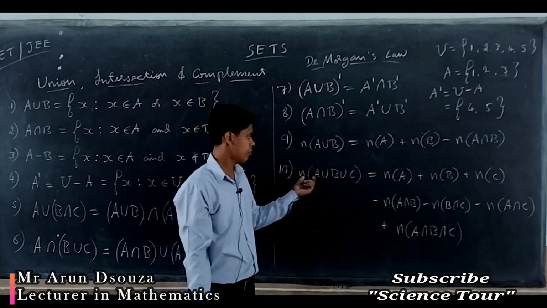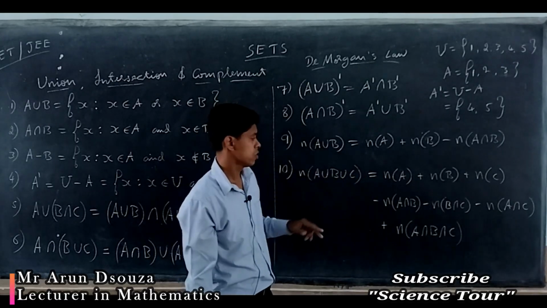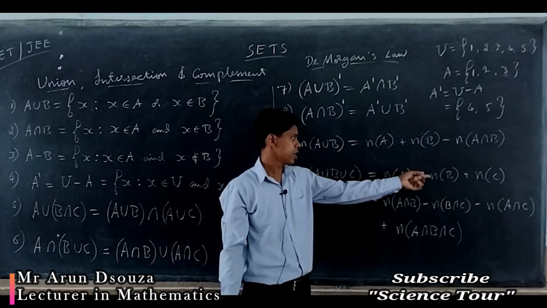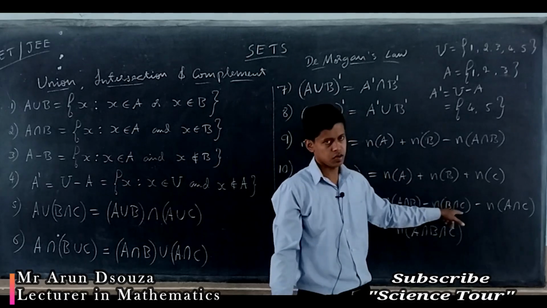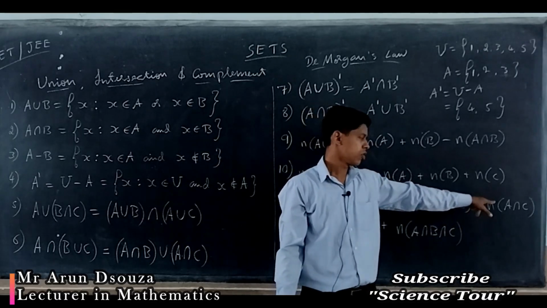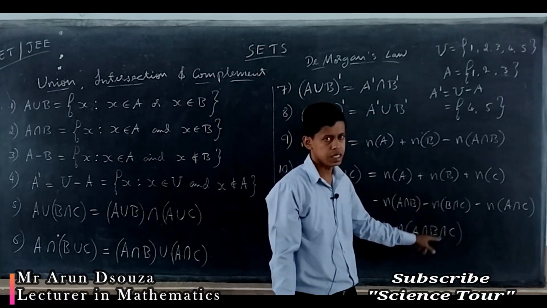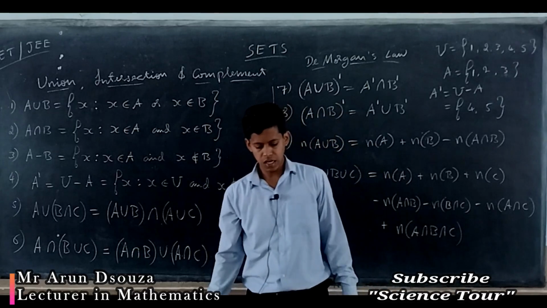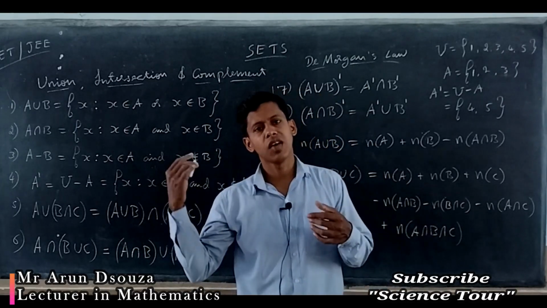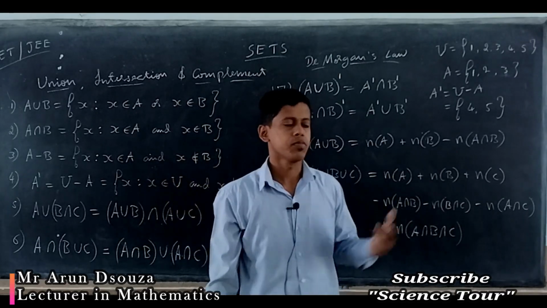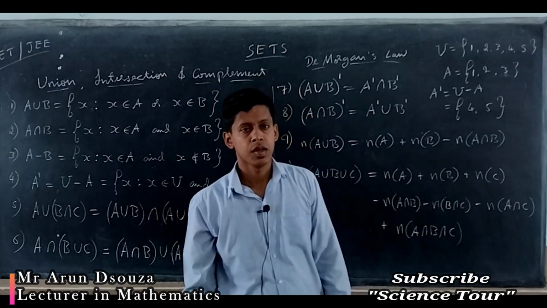And then n of A union B union C is equal to, if you have three sets, n of A plus n of B plus n of C minus n of A intersection B minus n of B intersection C minus n of A intersection C, and plus n of A intersection B intersection C. So that is for three sets. We'll solve a few examples and we'll use the Venn diagram to understand these formulas, so you will surely understand that better.